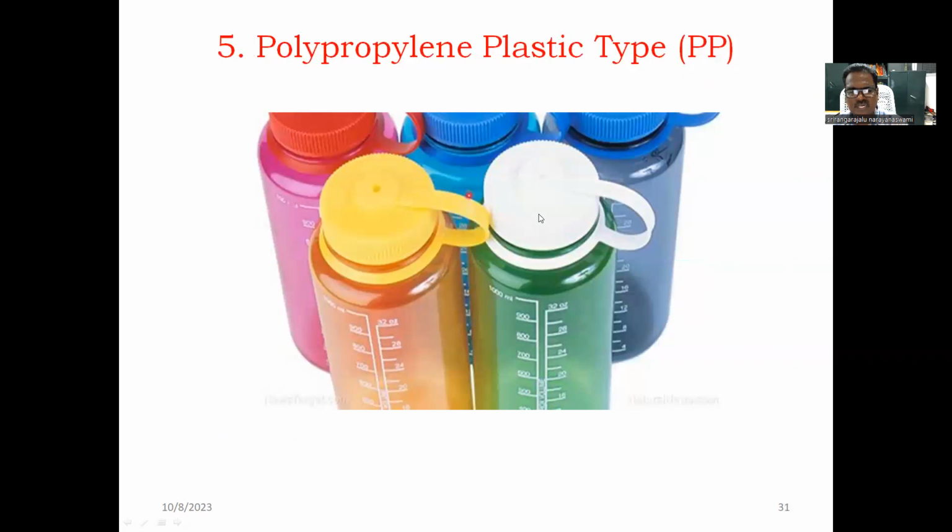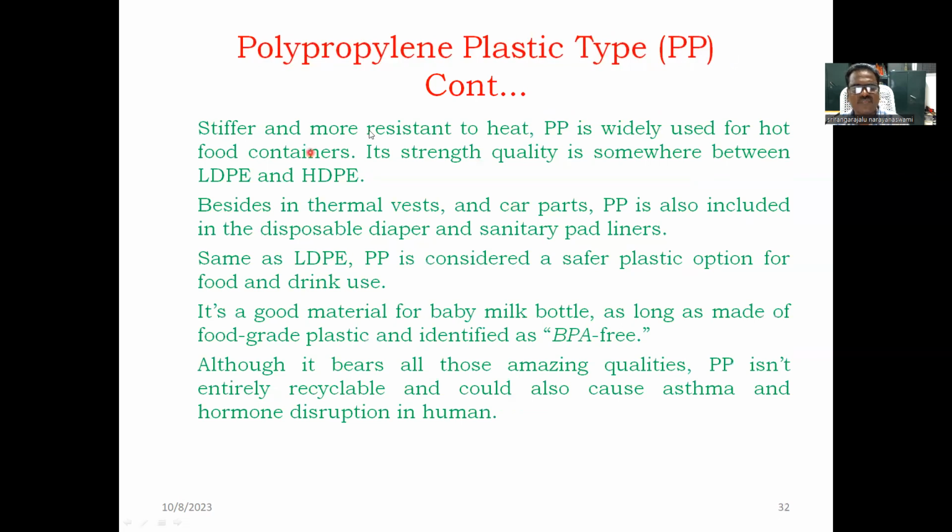Polypropylene plastic type: these are the bottles and other things manufactured from it. It is stiffer and more resistant to heat. Polypropylene is widely used for hot food containers. Its strength is somewhat better than LDPE and HDPE. Besides thermal vests and car parts, PP is also included in disposable diapers and sanitary pad liners. Same as LDPE, PP is considered a safer plastic option for food and drink use.